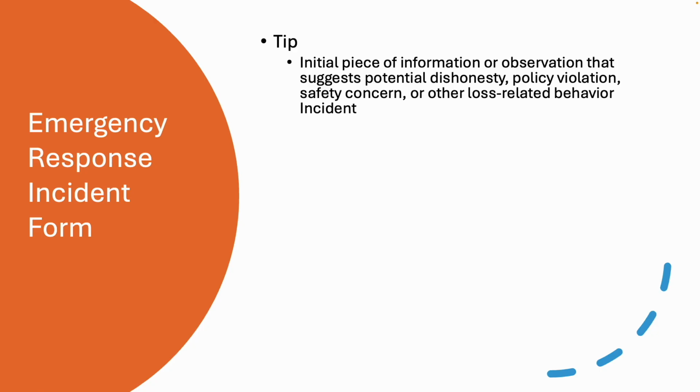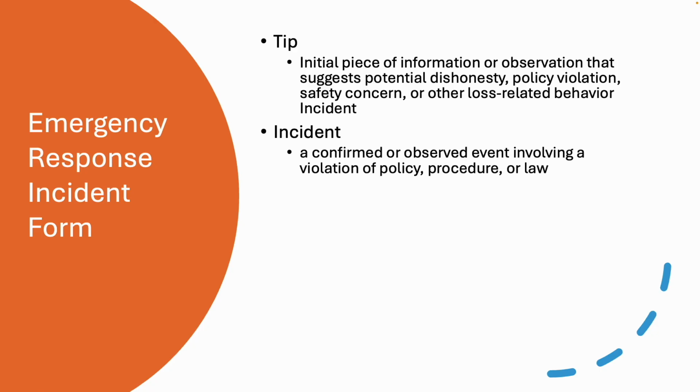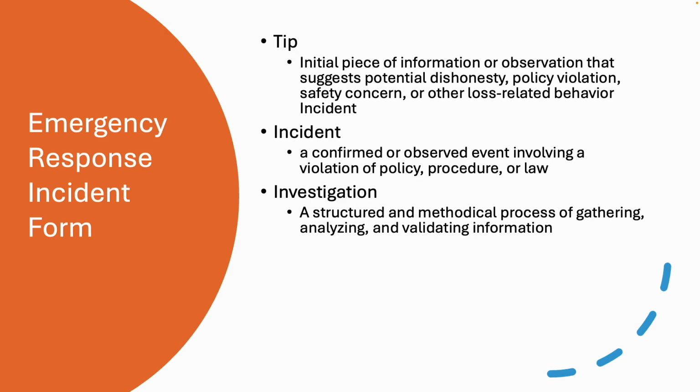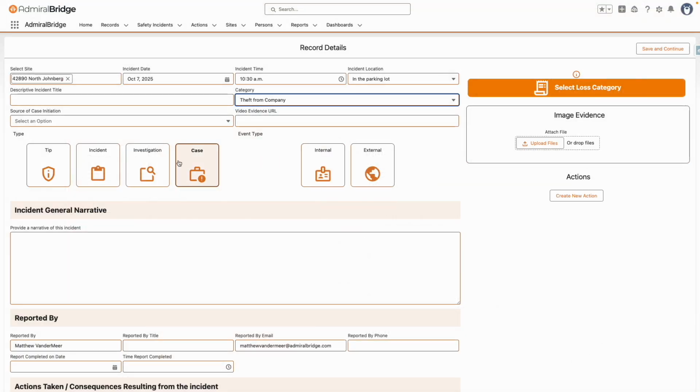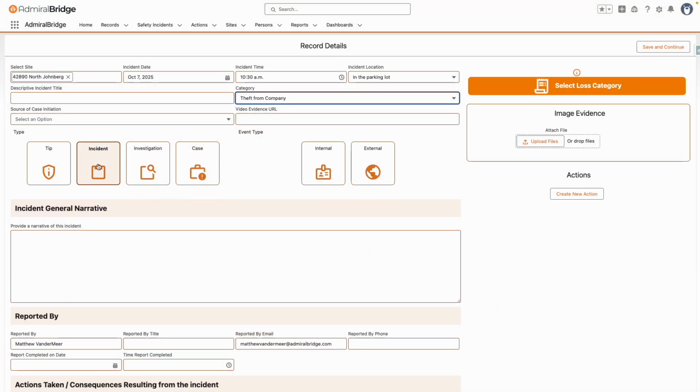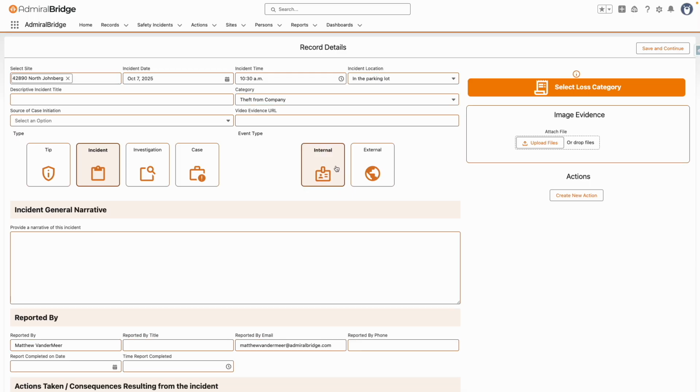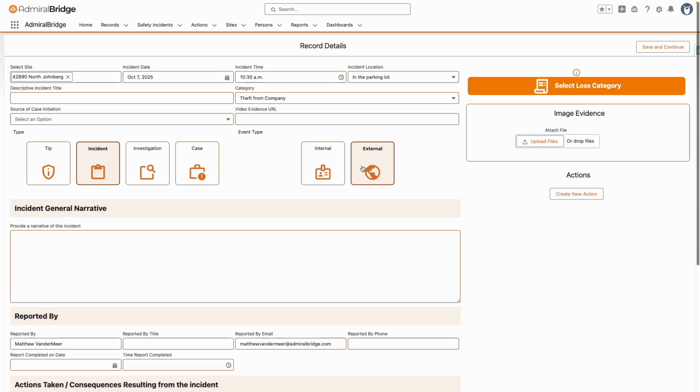If the tip appears credible or has initial supporting facts, it becomes an incident. The incident stage is where you document what happened, who is involved, and any known details. If additional clarity or evidence is needed, it moves into investigation, where facts are gathered, video is reviewed, interviews are completed, and conclusions are reached. Once complete, it becomes a case, capturing evidence, findings, and outcomes, including coaching, restitution, or legal actions. Your organization may have its own workflow, so follow your internal guidance as needed.